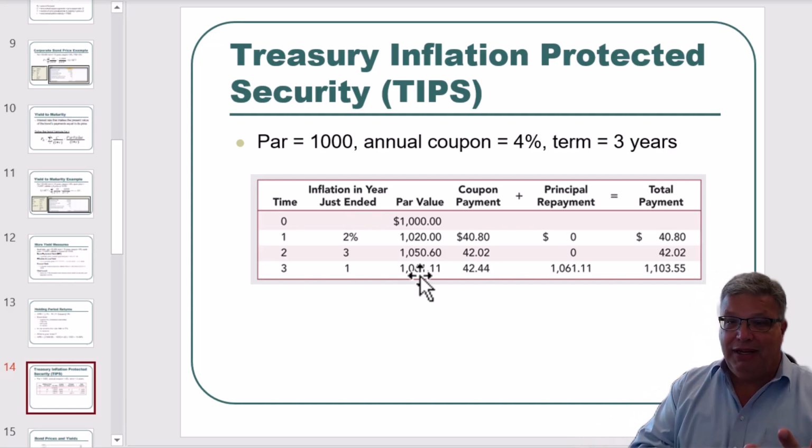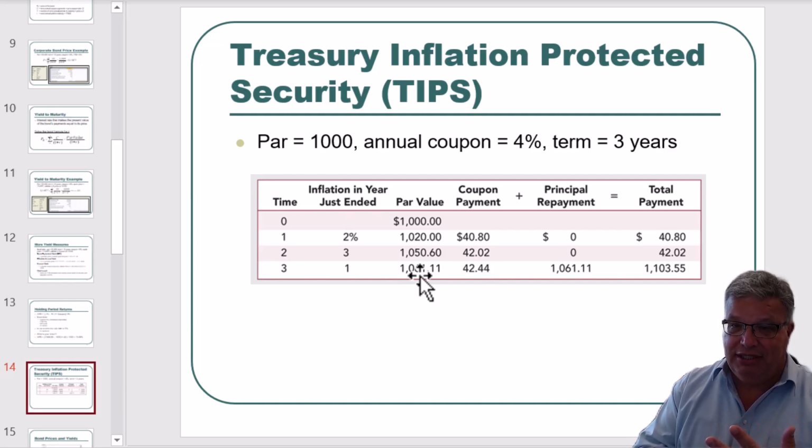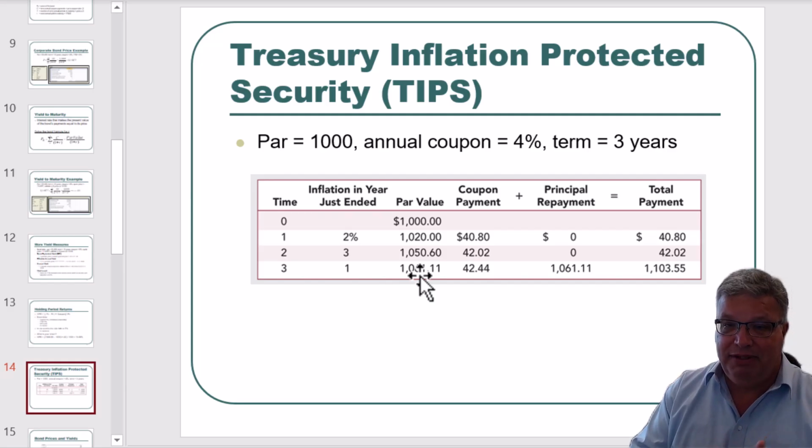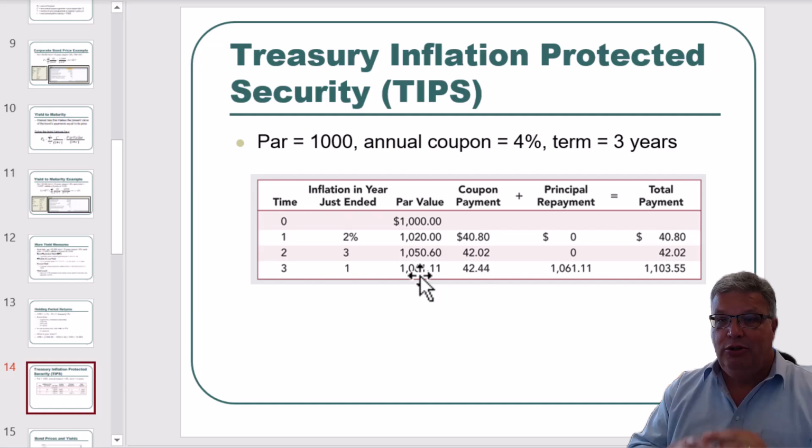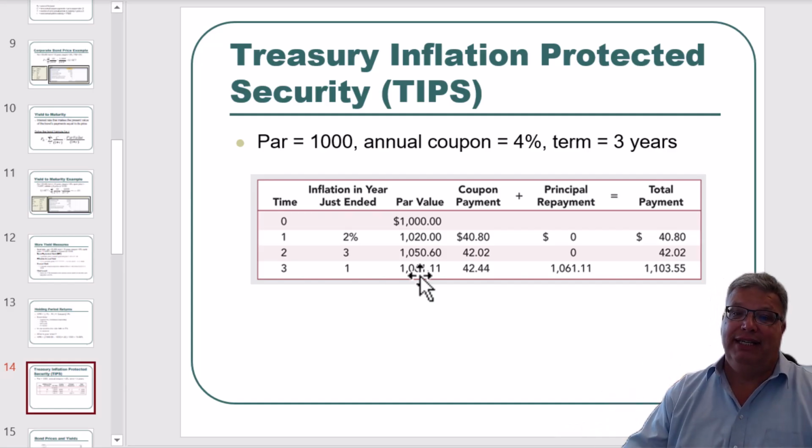So the coupon payments have been adjusted because of the par value adjustment, and the repayment of the principal has been adjusted based on that par value adjustment. Coupon rate stays constant. It's only the par value that gets adjusted.